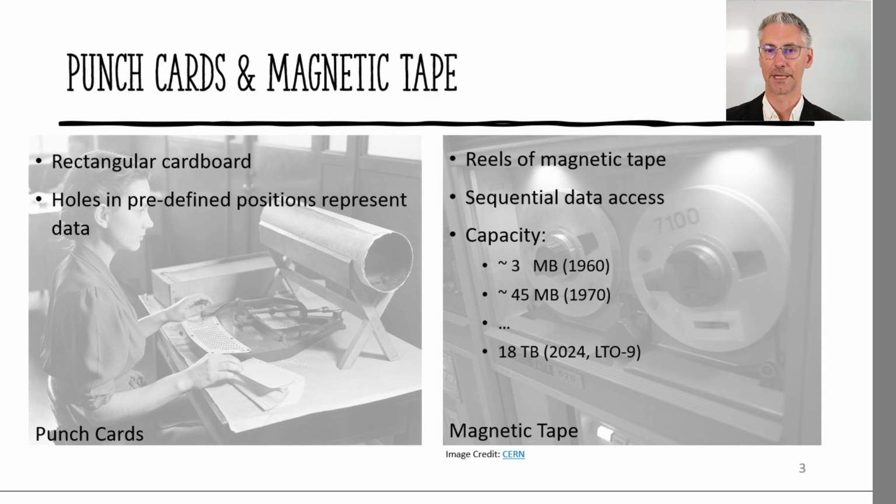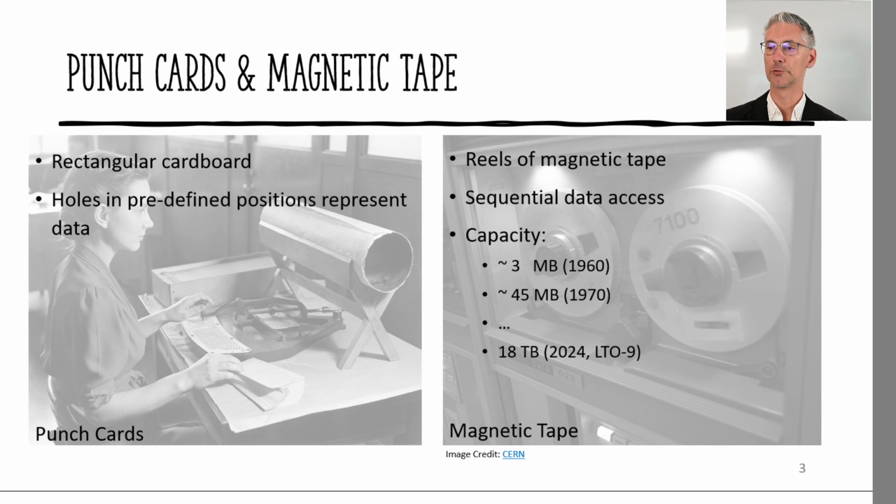Punch cards and magnetic tapes. So these are the early beginnings of storing data. It started in the 1950s when we had computers and we wanted to persist information. So punch cards were regular cardboard where you really punched a hole in predefined positions, and those positions represented data.